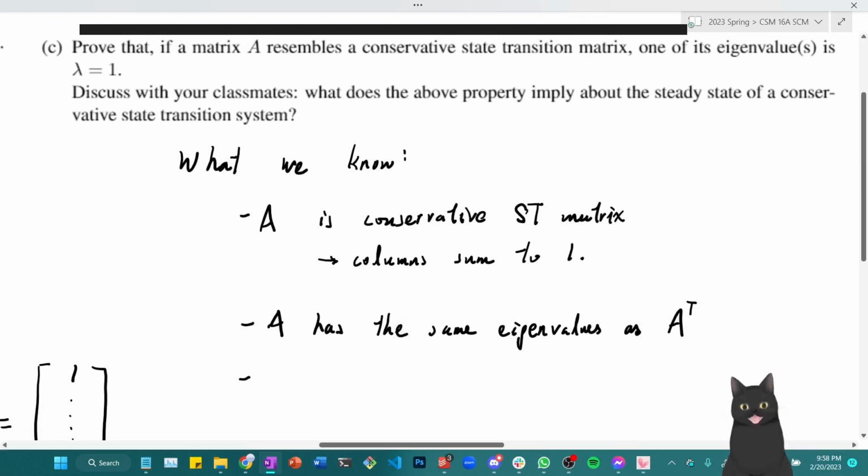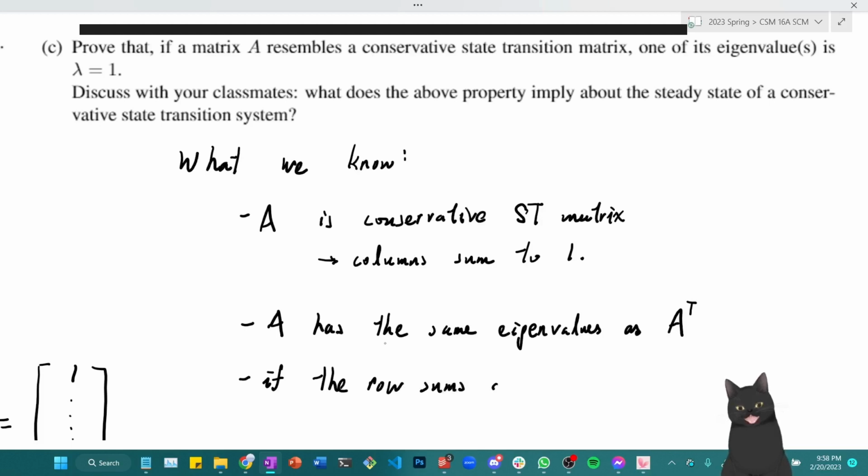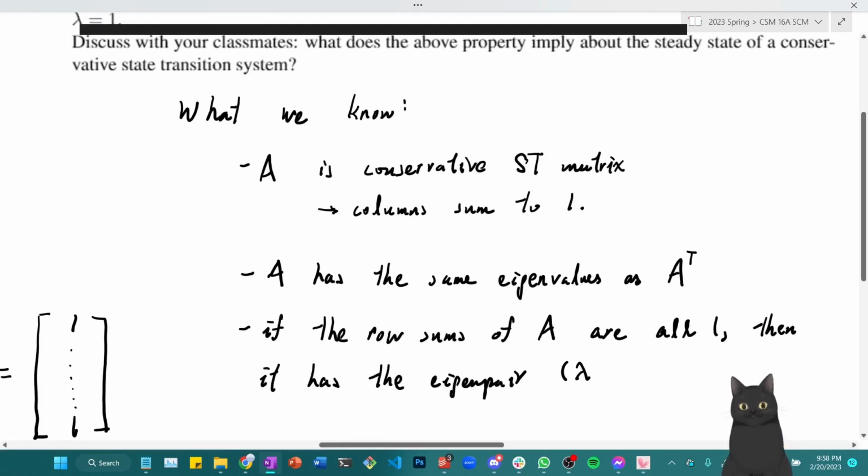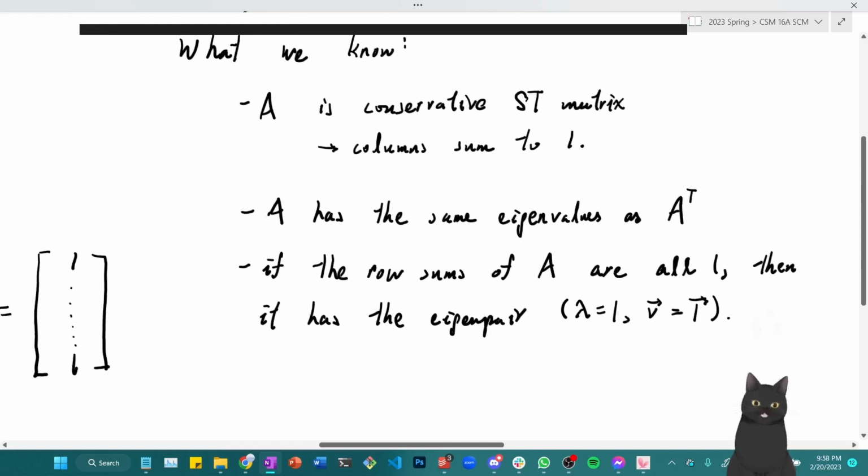And we also know that if the row sums of A are all 1, which is a better mathematical explanation, then it has the eigenpair of eigenvalue being 1 and the eigenvector being the 1 vector. We know all of these.